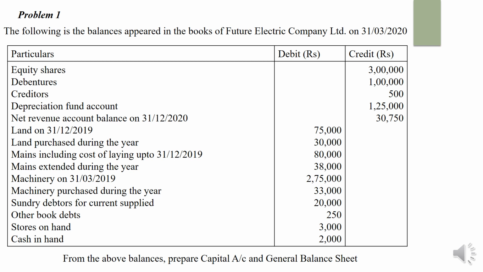Creditors, it's a current liability, it goes to the balance sheet liability side. Depreciation fund account, this goes to the balance sheet liability side. Then net revenue account balance on 31st/12/2020, it goes to the credit side, the receipt side of the capital account. This is the opening balance, or the closing balance of the last year.